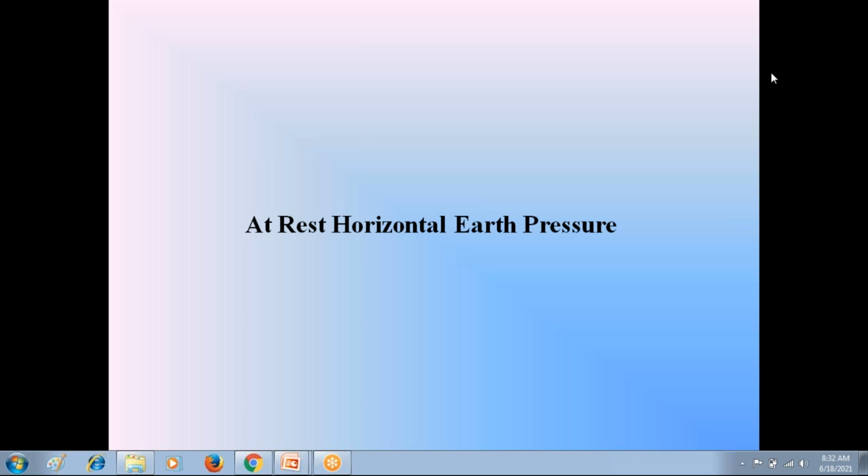So here this soil element is subjected to three mutually perpendicular normal stresses. Along the x-axis, sigma h, horizontal stress. Along the y-axis, sigma v, vertical stress. Along the z-axis, sigma h. Due to these three normal stresses, let EH, small eH, be the strain in this soil element along the x-axis. Along the x-axis, take EH or EX as the strain in this soil element.